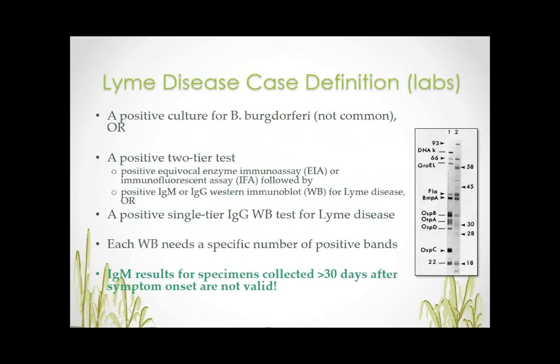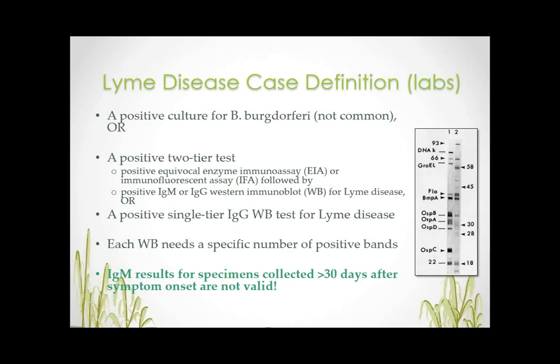Appropriate labs for Lyme disease are a culture, which is rarely performed, a 2-tier test, which is a positive or equivocal EIA or IFA antibody test, followed by a positive IgM or IgG Western blot for Lyme disease, or a single IgG Western blot for Lyme. So the EIA or IFA tests are measuring the body's antibody or immune response to the bacteria that causes Lyme disease. The Western blot is looking for antibodies that the body makes against different antigens that are part of the Borrelia burgdorferi bacteria. There are specific criteria for the Western blot that require a certain number and specific bands to be positive for Lyme.